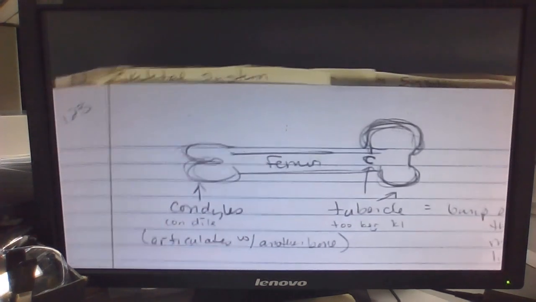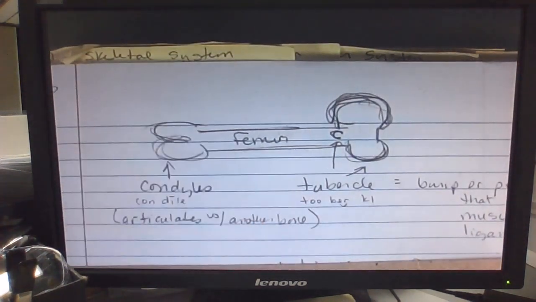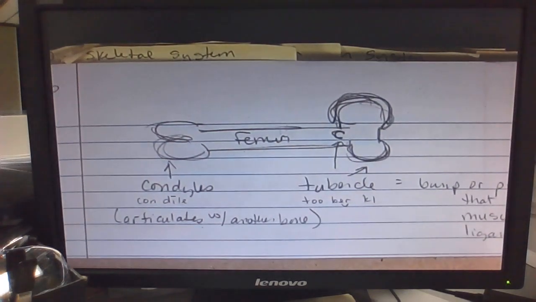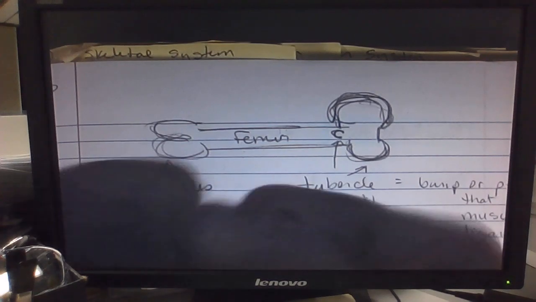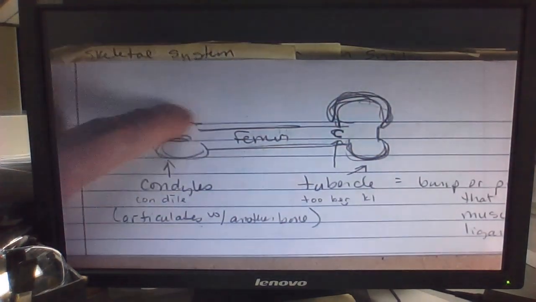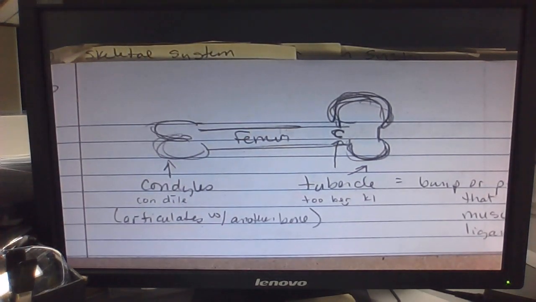So another diagram of the femur. On the femur, the rounded, smooth parts, those are the condyles. And that's where this part of the bone articulates with another bone. So articulate means they're coming together and interacting. So condyles, this is where the femur articulates with another bone.